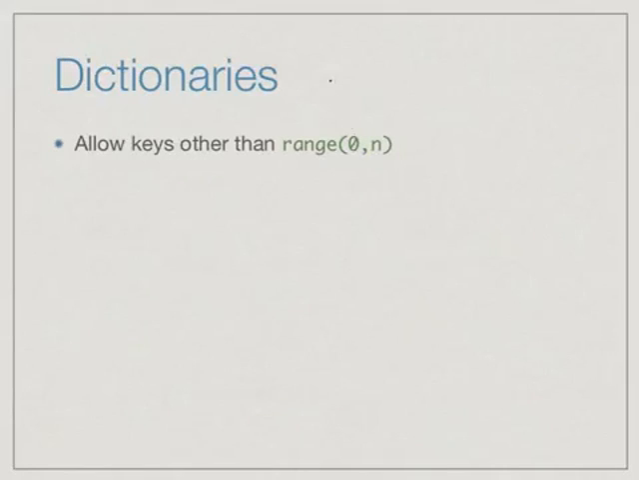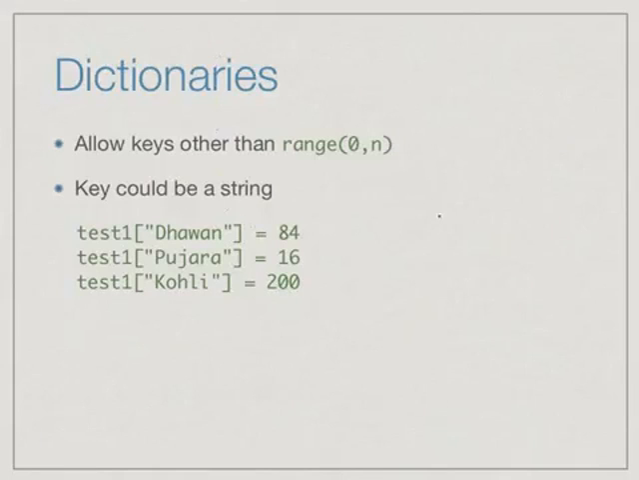So we can generalize this concept by allowing keys from a different set of things other than just the range of values from 0 to n minus 1. The key, for instance, could be a string. So we might want a list in which we index the values by the name of a player. For instance, you might keep track of the scores in a test match by saying that for each player's name, there is an associated value. So Dhawan's score is 84, Pujara's score is 16, Kohli's score is 200. We store these all in a more generic list where the values are not indexed by position but by some more abstract key, in this case the name of the player.